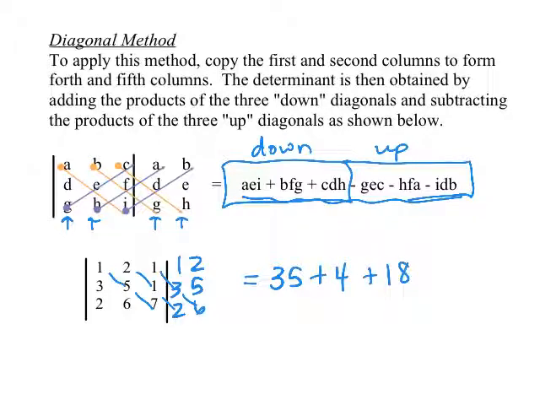I'll change colors, and now we're going to do the up diagonals. So we're going to subtract 10, and then we're going to subtract 6. And lastly, we'll subtract 42, 7 times 3 times 2. And the final step is to add this all together, and we end up with a determinant of -1.